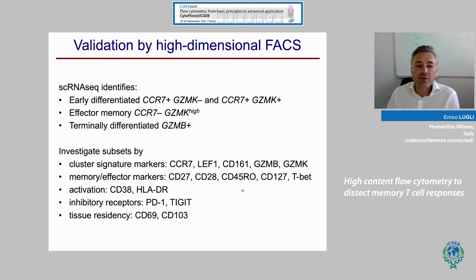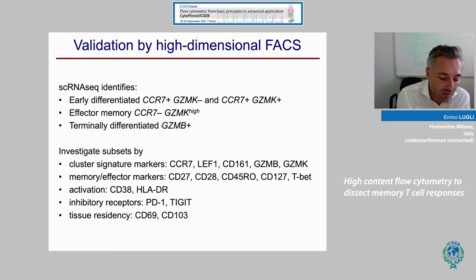To recapitulate this part, by single-cell sequencing we can identify early differentiated cells, and these can be separated by granzyme K expression. They're both CCR7 positive, but one is granzyme K negative and the other is granzyme K positive. And then we have the classical effector memory and terminally differentiated cells. So this is mRNA, but we wanted to look at protein because the idea was to then identify these cells at the protein level, sort them, and characterize them.